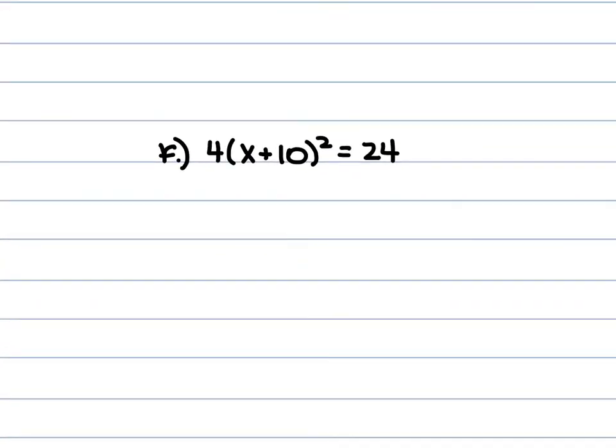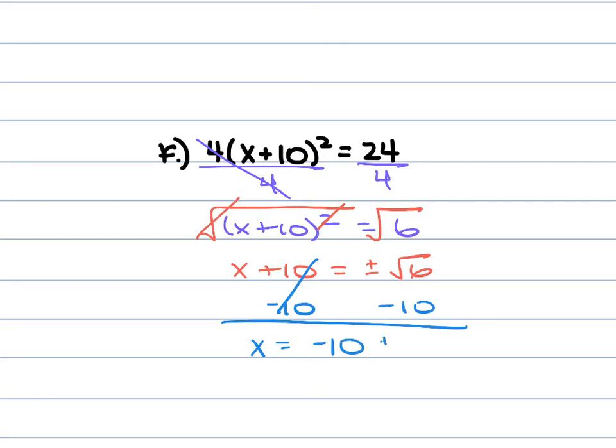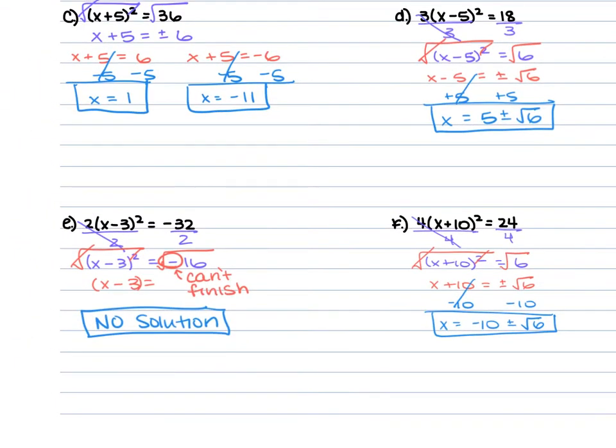For F, we have 4 times x plus 10 squared is equal to 24. So we are going to start by dividing each side by 4. So x plus 10 squared is equal to 6. We take the square root of both sides. It cancels out the exponent. So we have x plus 10 is equal to plus or minus the square root of 6. From here, subtract the 10 from each side. x is equal to negative 10 plus or minus the square root of 6. And again, that square root of 6 and that 10 are not like terms, so you leave them the way they are.